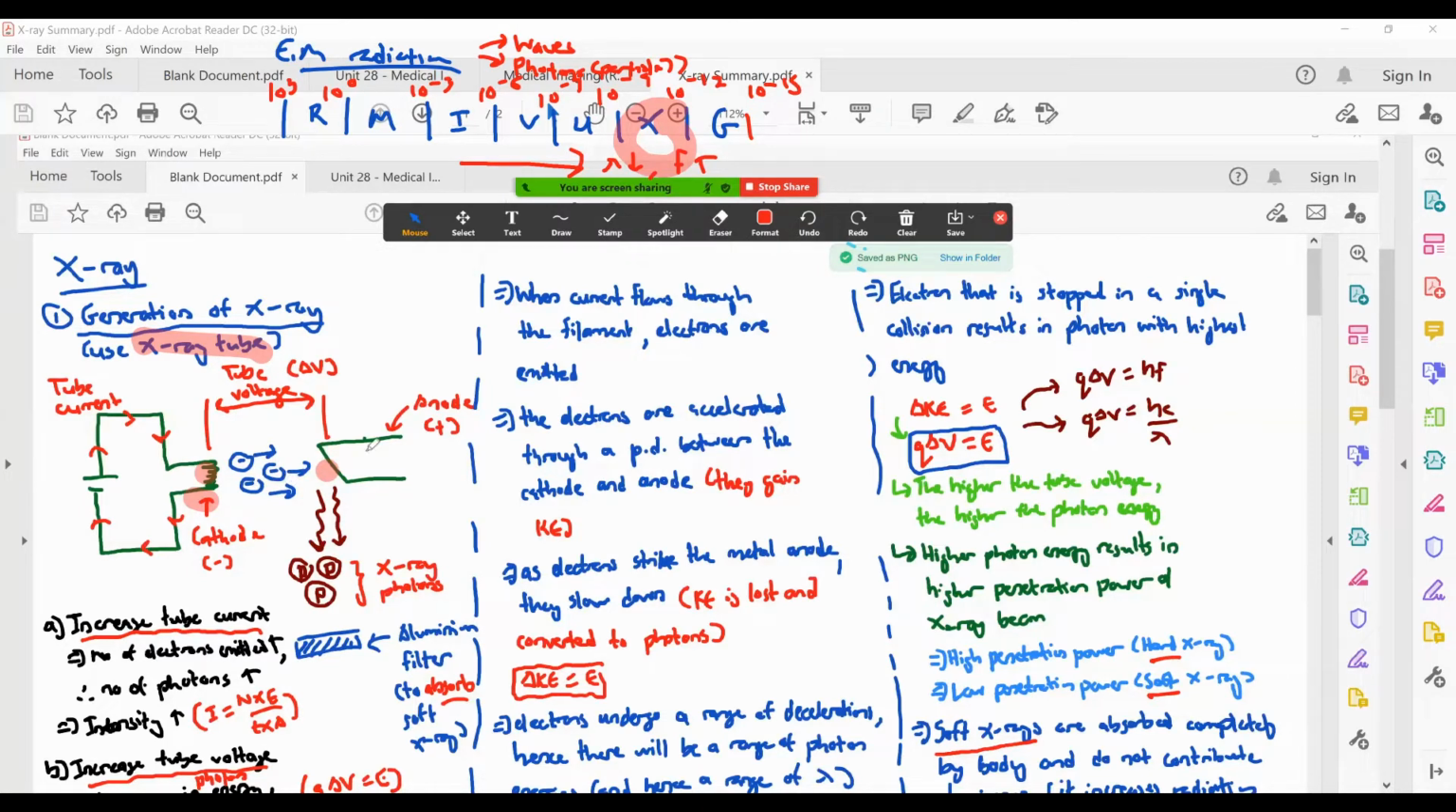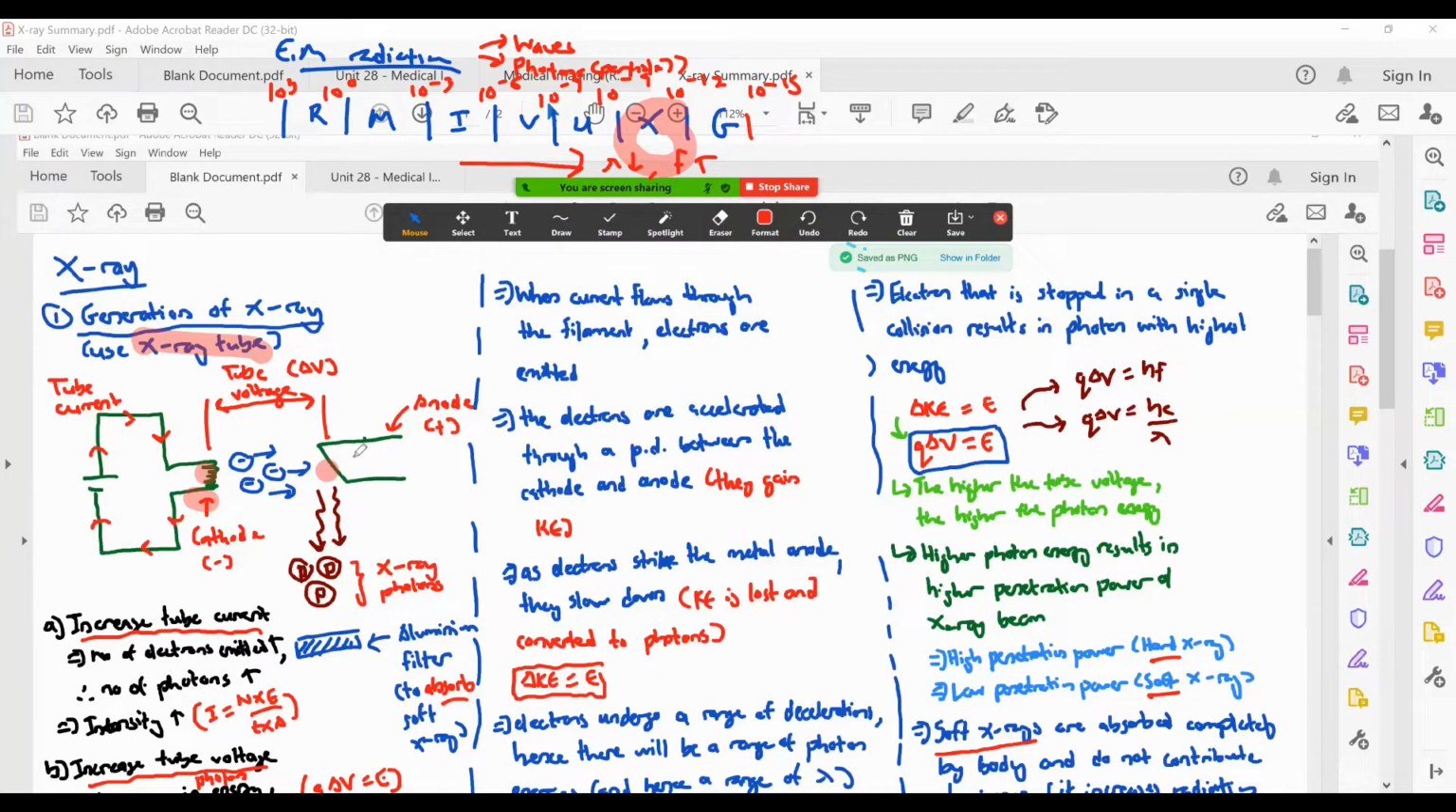Okay. Now, once your electron speeds up, it will eventually hit the anode. Okay, there's a metal part here called an anode. So once your electron speeds up, it will hit the anode, and once it strikes the anode, it will now slow down. Okay, so what is actually happening here is that whatever kinetic energy your electron has is now being lost as a result of the collision with the anode.